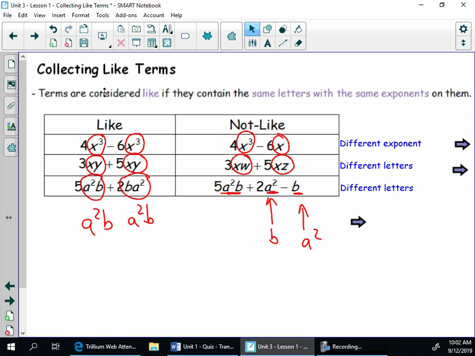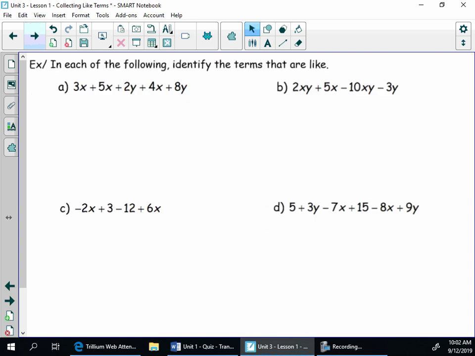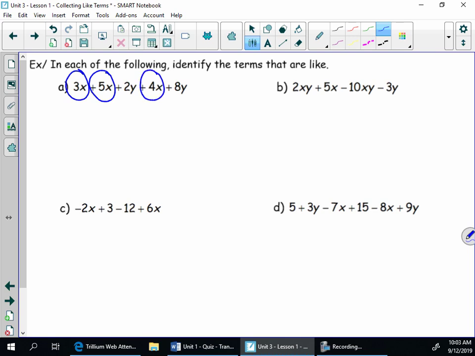So now that we know what can be collected, let's take a look at some things and figure out which ones can go together. Nothing more than that at this point, just which ones can go together. So things that are like terms. Same letter, same exponent. And the way I'm going to show them is to use like symbols, like shapes, like we started with today. So 3x is the same as positive 5x. They both have the letter x in them. And also the same as positive 4x, same letters.